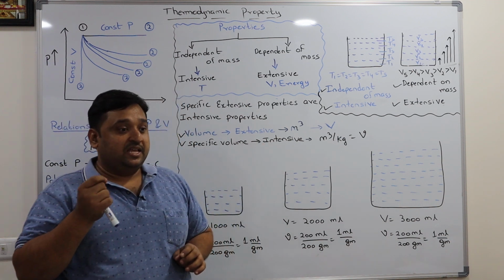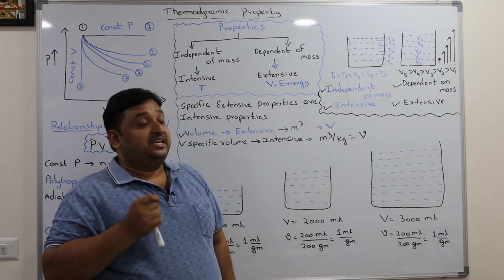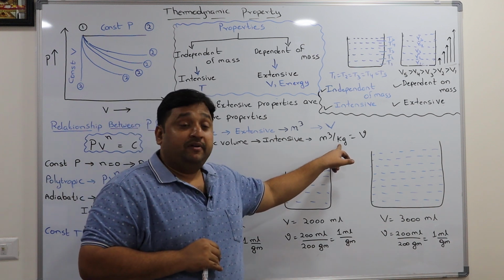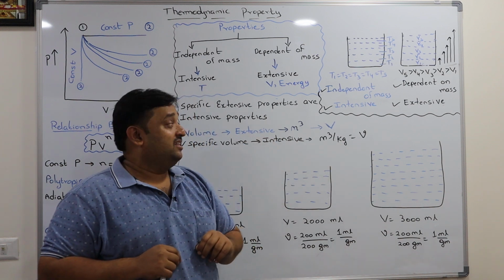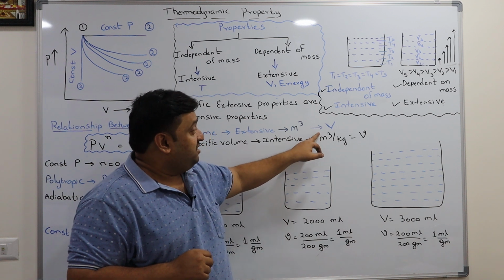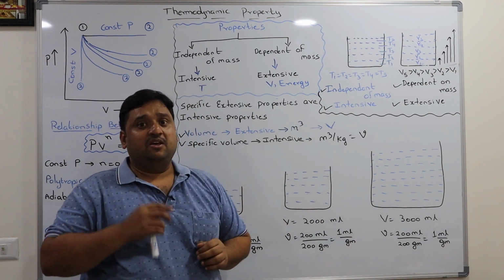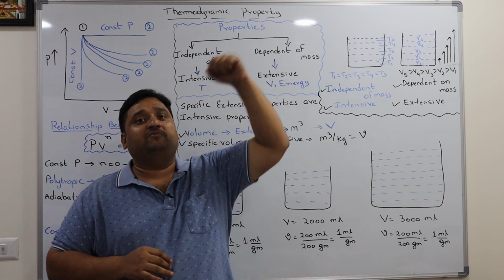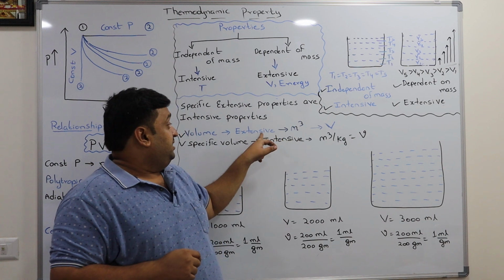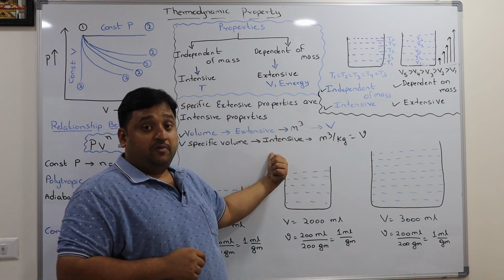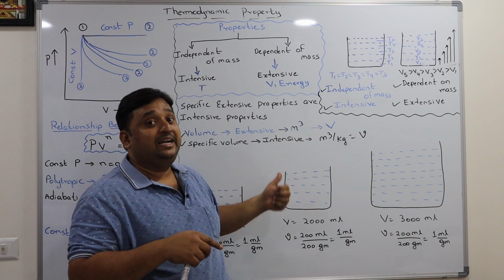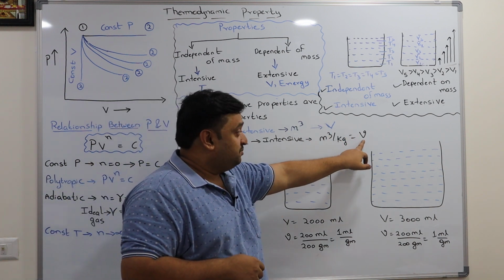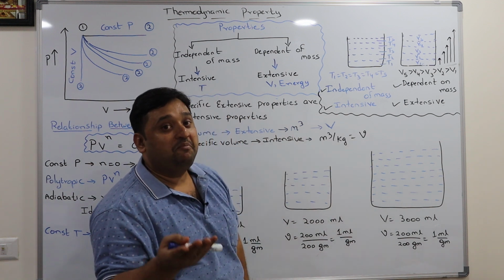Specific volume means with respect to 1 kg. That means how much meter cube of material is there for every kg of material. That means I am measuring the volume with respect to the mass. Per 1 kg, how much volume? Per 2 kg, how much volume will be there? Per 3 kg, how much volume will be there? That means the specific volume is called the intensive property of volume. So the same volume, if it is a specific volume, will automatically become an intensive property.